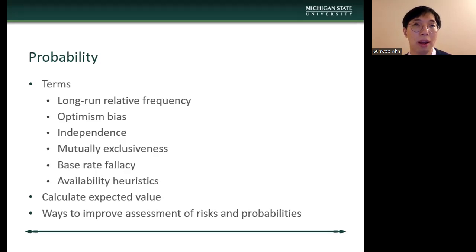For example, if recitation 1 starts at 3 p.m. Tuesday and recitation 2 is also 3 p.m. Tuesday, then we cannot take both recitations at the same time because they are mutually exclusive. Two events cannot occur at the same time. Also, you can review some terminologies like base rate fallacy and availability heuristics.